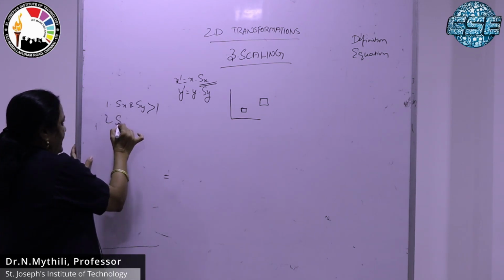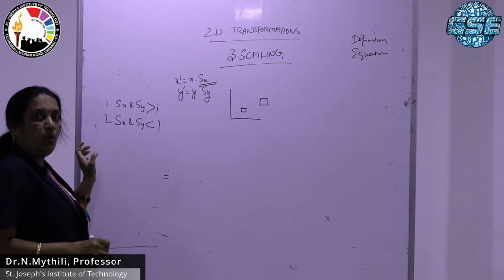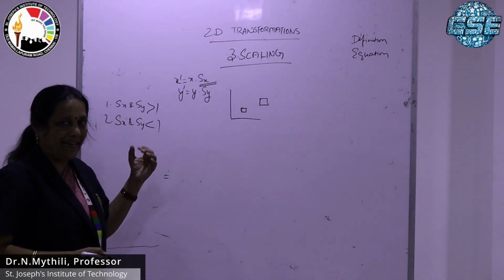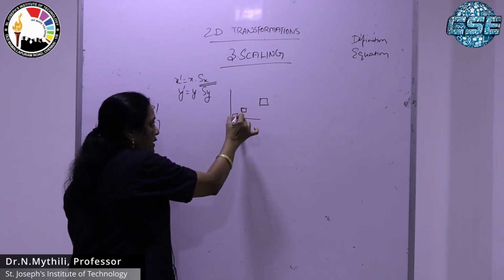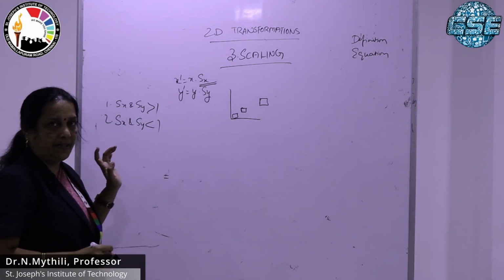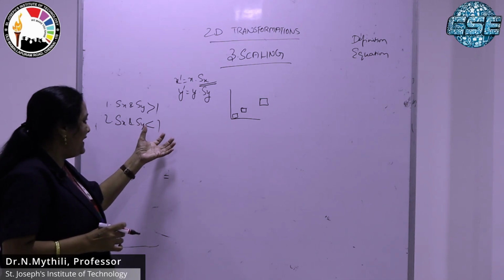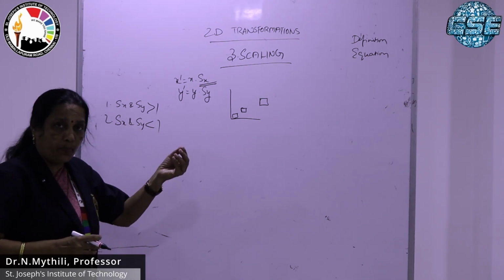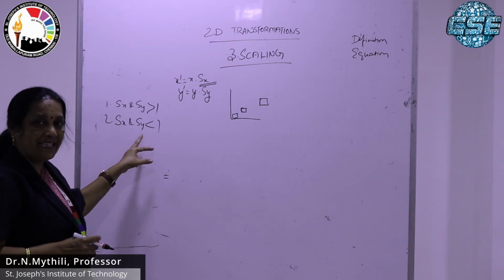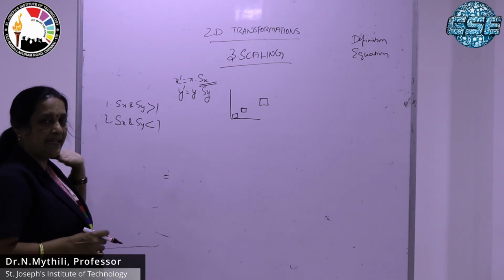And the second case is sx and sy less than 1. So when both the scaling factor values are less than 1, you will have the object moved closer to the coordinate origin, and also you can have the size of the object reduced after applying the scaling equation with the scaling factors less than 1.